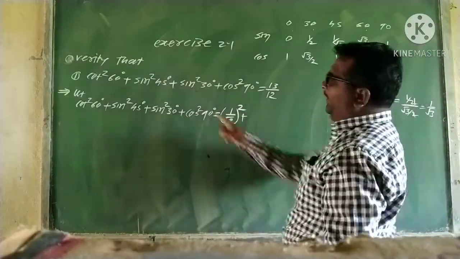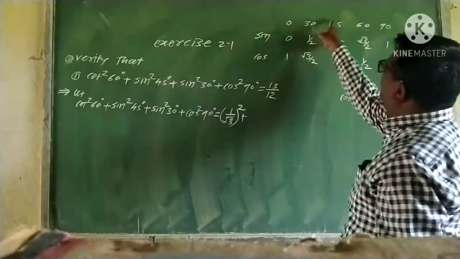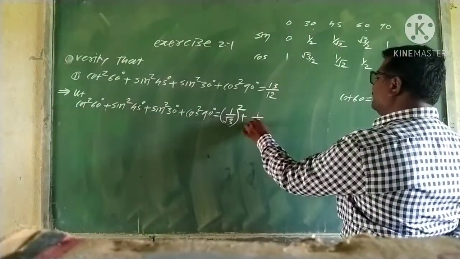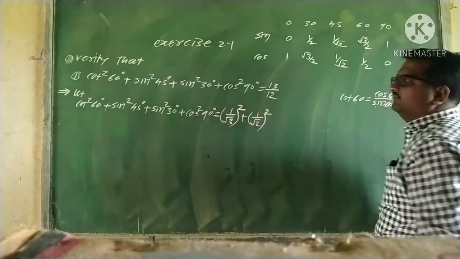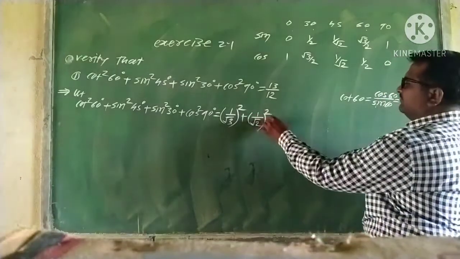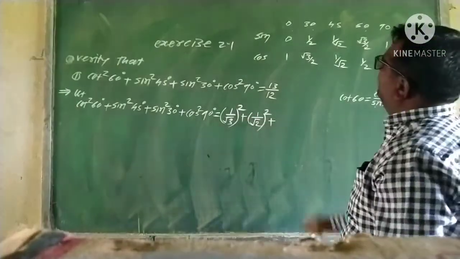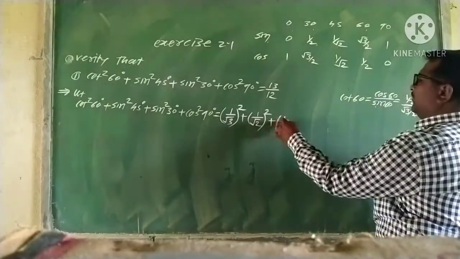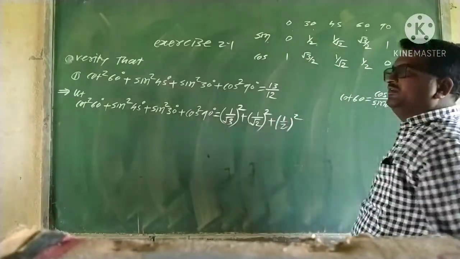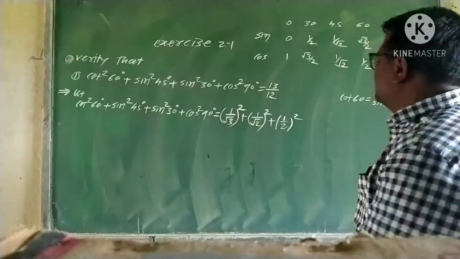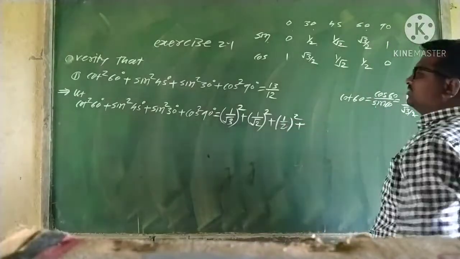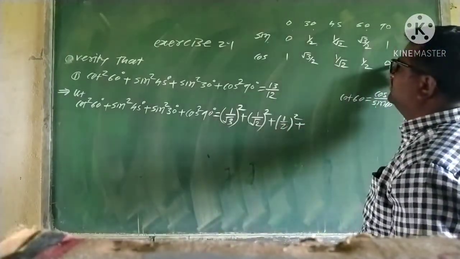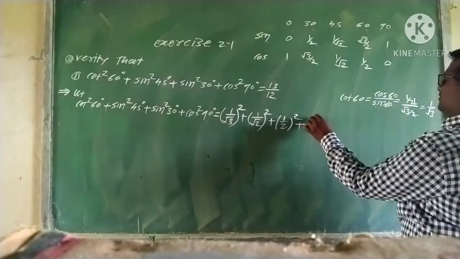sin of 45, which is 1 upon square root 2, squared, plus sin of 30, which is 1 upon 2, squared, plus cos of 90, which is 0, so 0 squared.